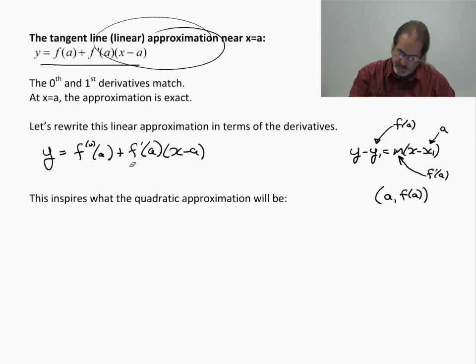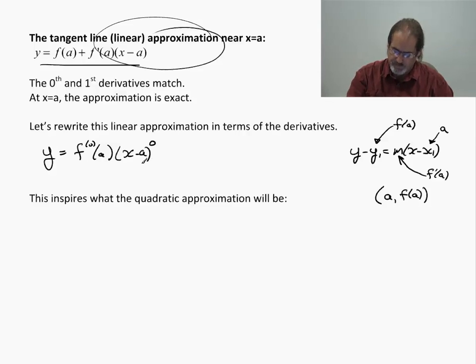Now I'm going to make one quick adjustment here. I'm going to rewrite this quickly here as the zeroth derivative of a times x minus a to the 0 plus the first derivative at a times x minus a to the first power. Because x minus a to the 0, that's 1. But I wanted to write it in this form because I think we can start to see a pattern starting to develop here. And that should inspire us to what the quadratic approximation would be.